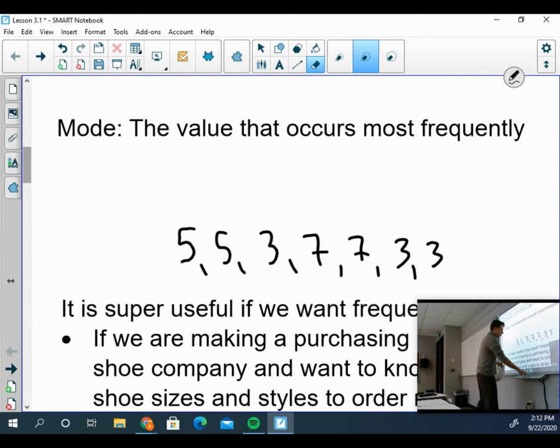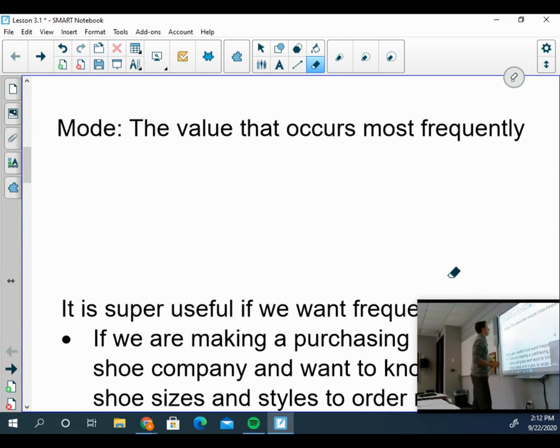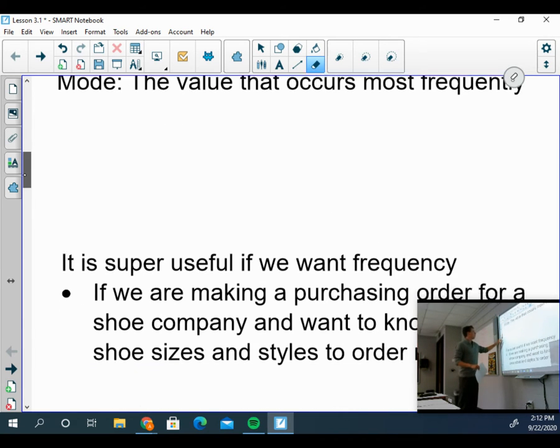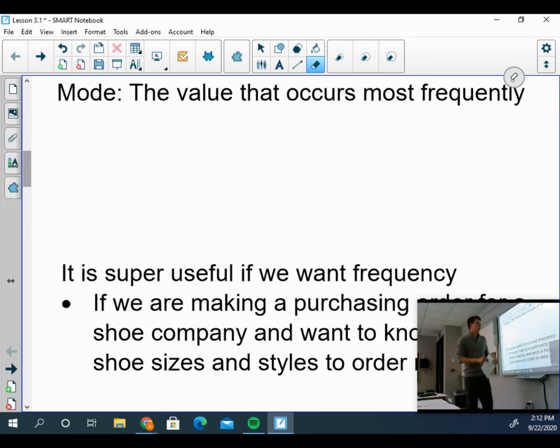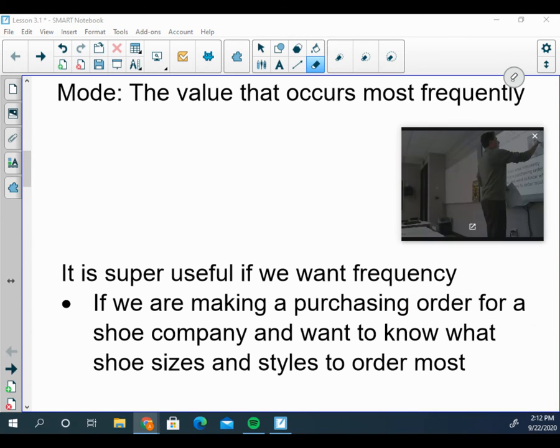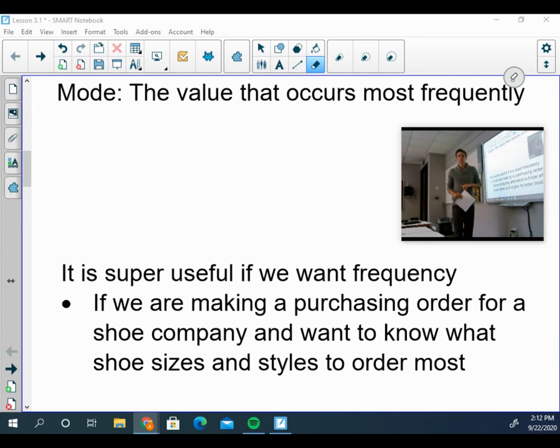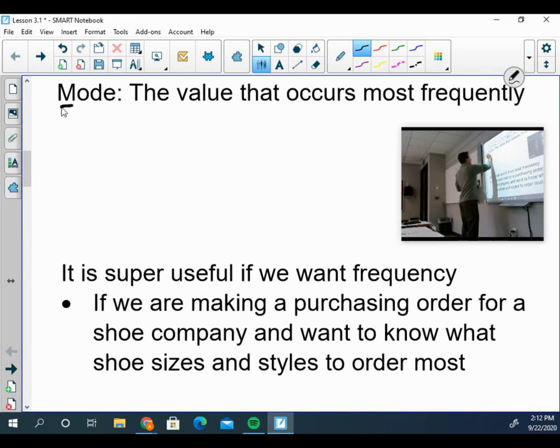Okay, let's talk about the mode. The mode is the value that occurs most frequently. I'll move this up here. Value that occurs most frequently. The way I remember it, mode and most. Okay, that's how I remember it.